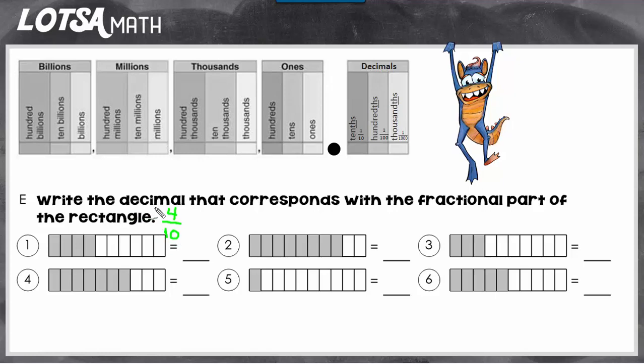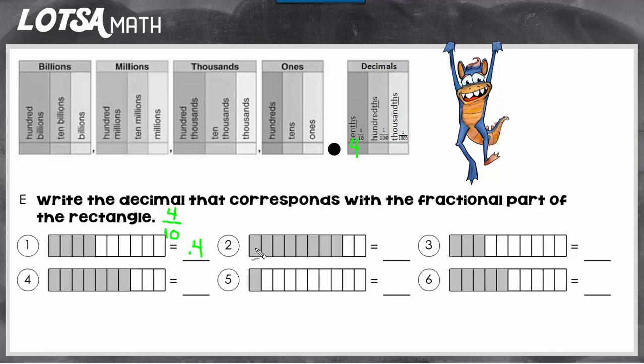But the directions say to write the decimal that matches that. So the decimal that matches 4/10 is 4/10. So we just have to think about how you would write 4/10. And to do that, you would just put a 4 in the tenths place. So the matching decimal would be 0.4 or 4/10.